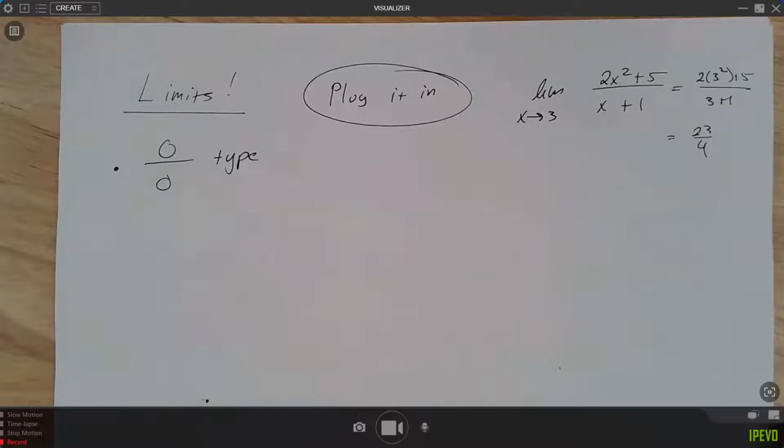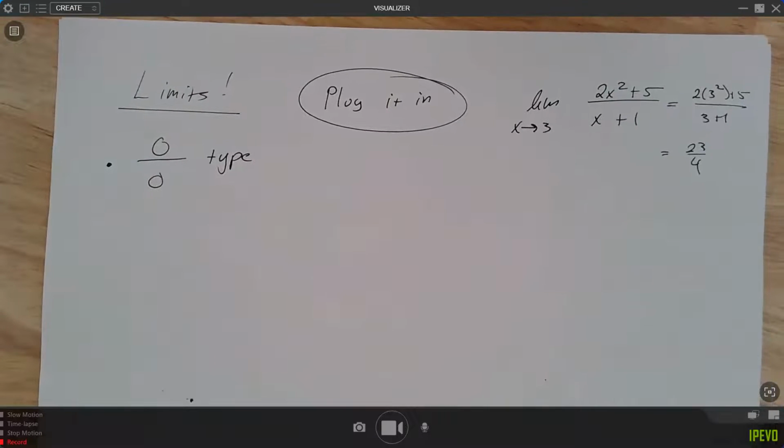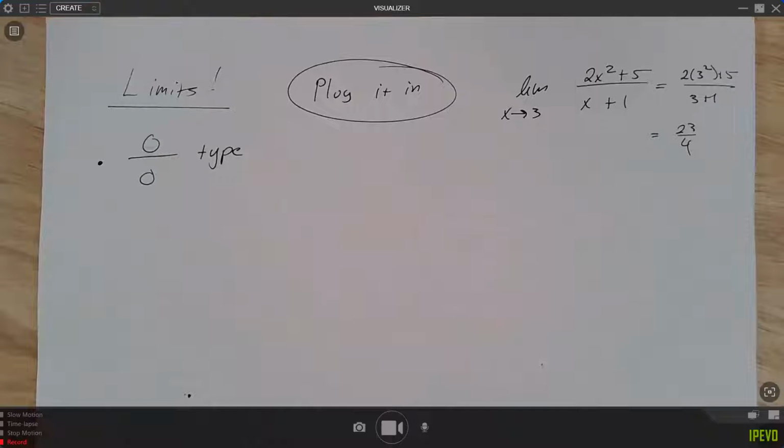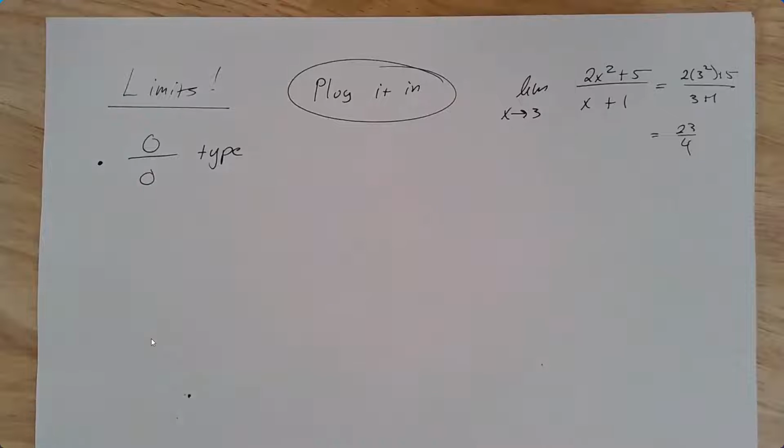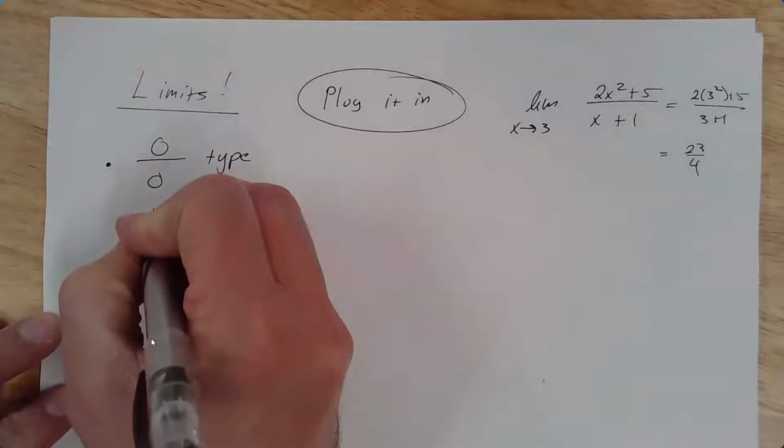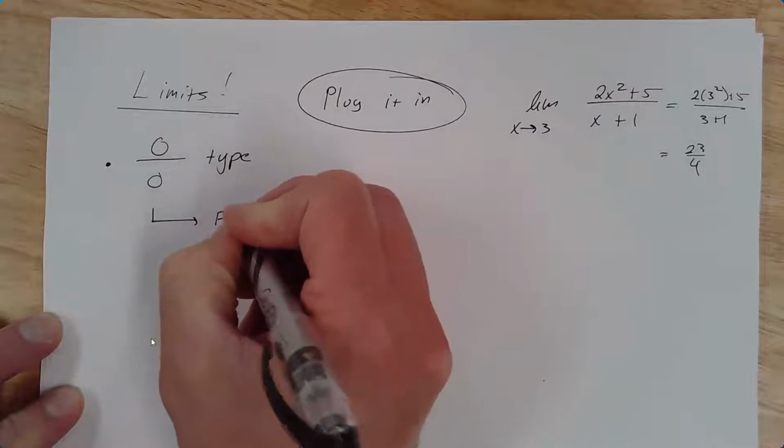And then we have 0 over 0 type of limits. There's really, I would say, 3 or 4 things we generally see with the 0 over 0 type. We see either using factoring and canceling.